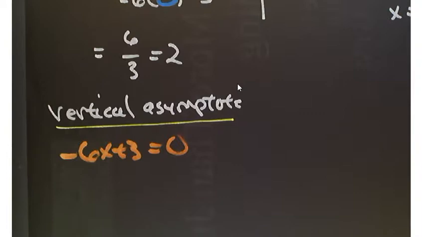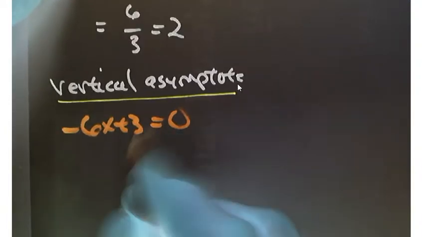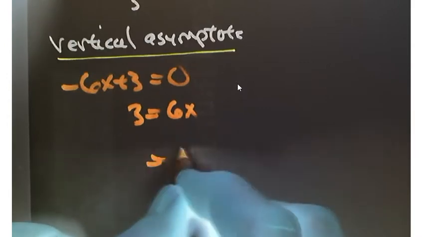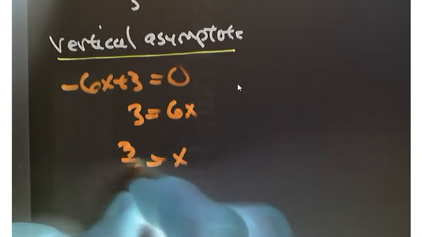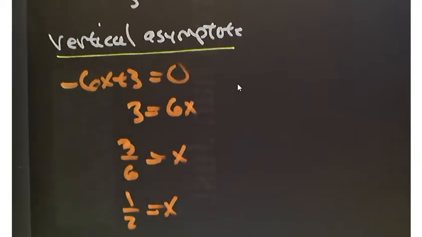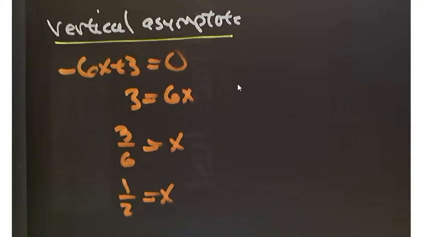And if you carefully solve this, let me move this 6x to the other side. 3 equals 6x. What does x equal? Good, it's 1/2. So I should get a vertical asymptote at 1/2 when I graph this. And when we finally get around to graphing this, we'll double check that we do.